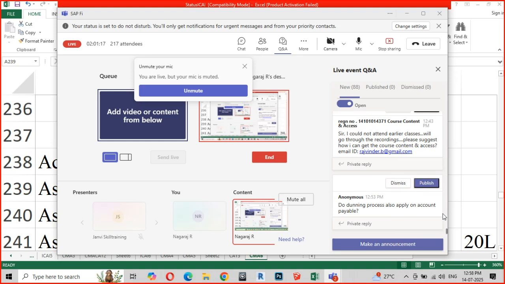Can dunning also be applied to AP? Very much yes. Dunning can be made applicable to your vendors also. Why? Now suppose you have rejected some purchases. Your vendor is supplying 100 kgs of raw materials, and after your quality check, he has sent you 100 kgs. You have also released the payment for 100 kgs.